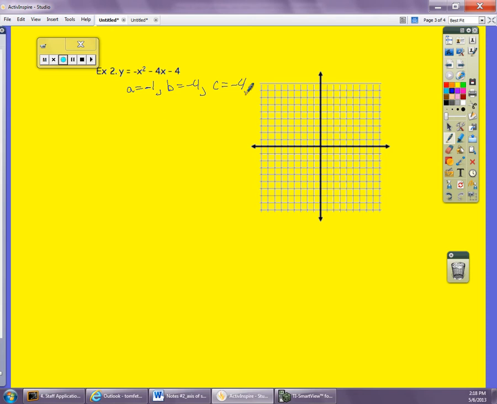So when we look at this, we want the axis of symmetry. So our axis of symmetry, x equals negative b over 2a. Negative b, it's going to be negative 4 over 2 times negative 1, which is 4 over negative 2, which is negative 2. So the axis of symmetry is x equals negative 2. So that's our straight line, x equals negative 2, going down, that the graph is going to fold over. So we have our axis of symmetry, and now we can find the vertex.